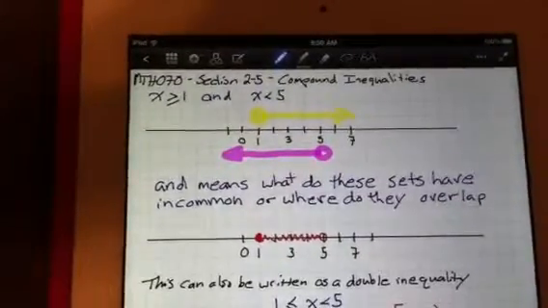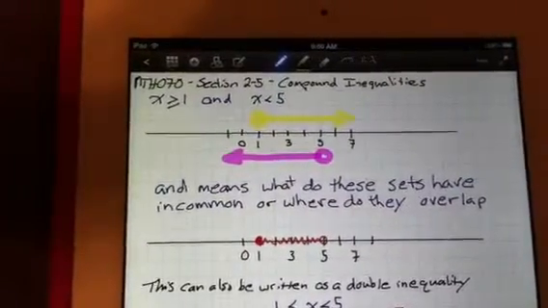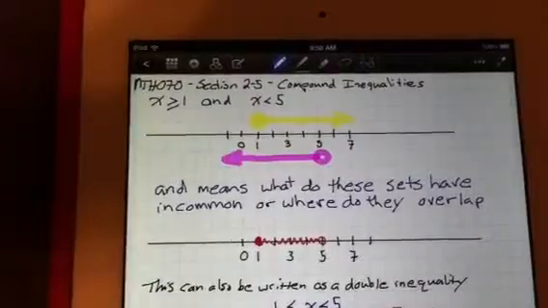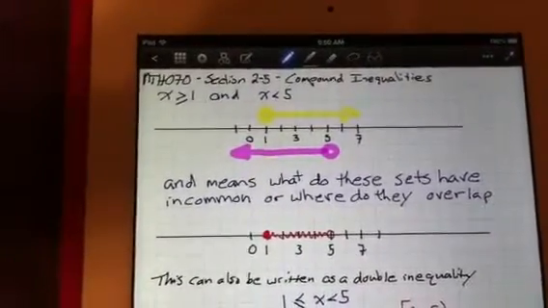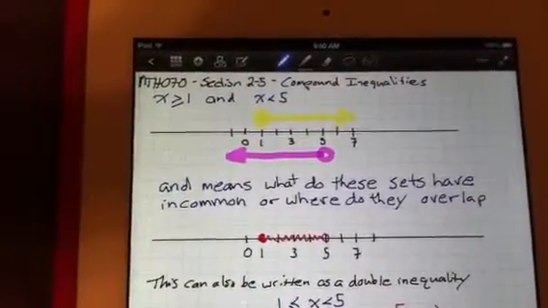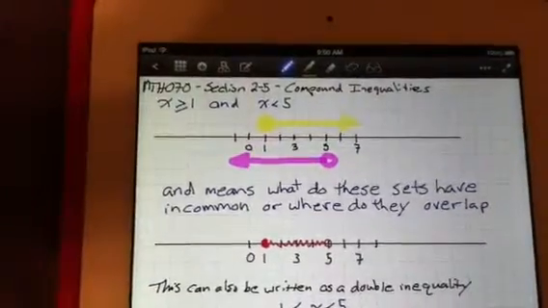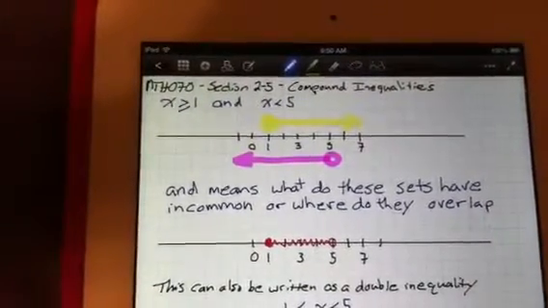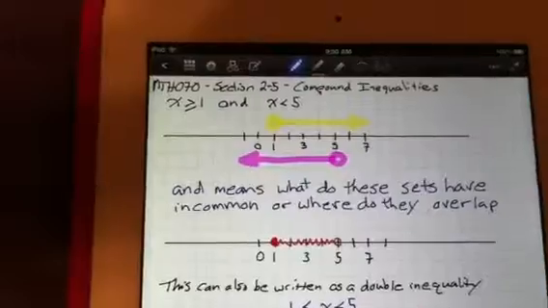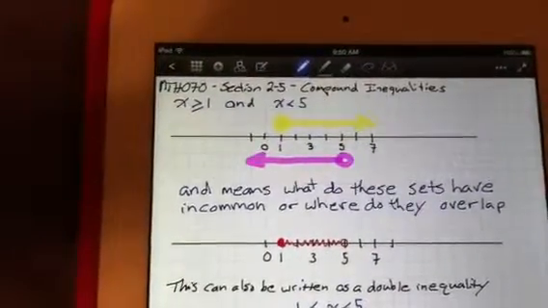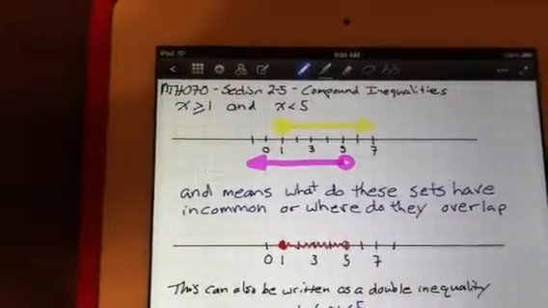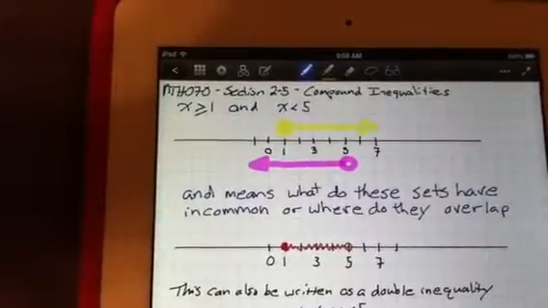Going to take a look at section 2.5, which is about compound inequalities. So that's taking two simple inequalities that we've been playing with in 2.4 and putting them together with the word and or the word or. So here I'm going to take x is greater than or equal to 1 and put it together with and x is less than 5.